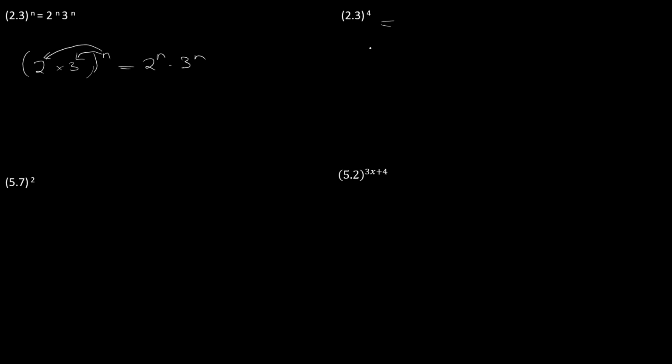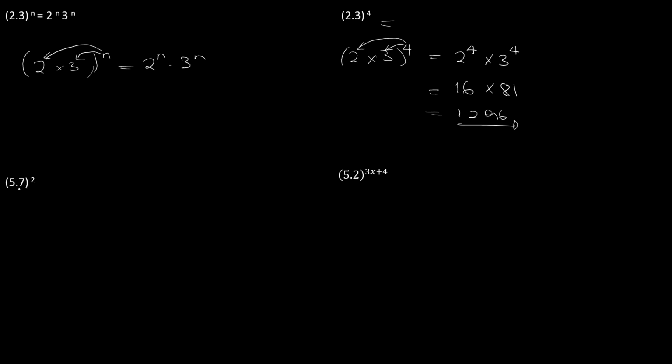Same thing right here, we have 2 times 3 to the power of 4. We're going to distribute the 4 to all these bases. So we're going to have 2 to the power of 4 times 3 to the power of 4. And we're going to get 2 to the power of 4 is 16 times 3 to the power of 4 is 81. And if we multiply those two together, we get 1296.